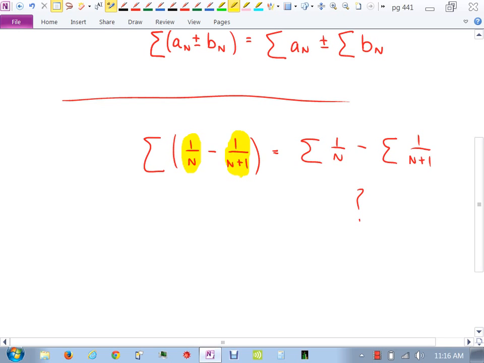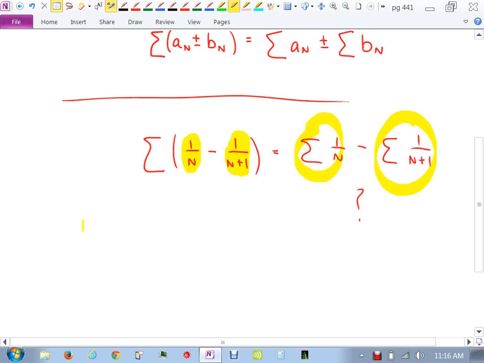So they're both harmonic, right? They're both divergent. So if you try and do these, those are both divergent. Those both go to infinity. What's infinity minus infinity? We don't know, right? But if you actually write this out, this is telescoping, and it converges to something.